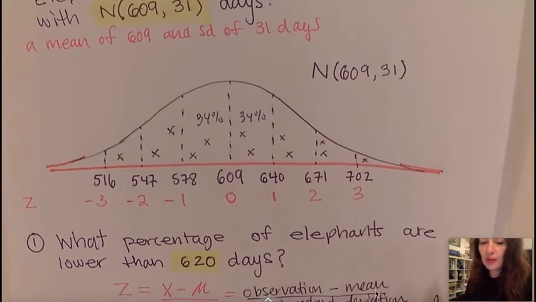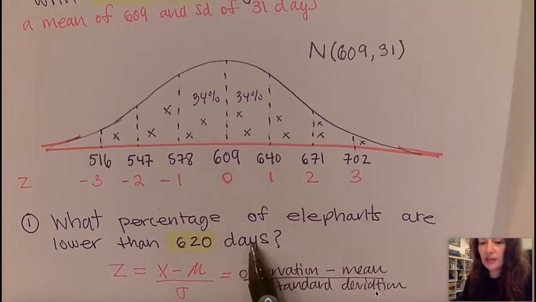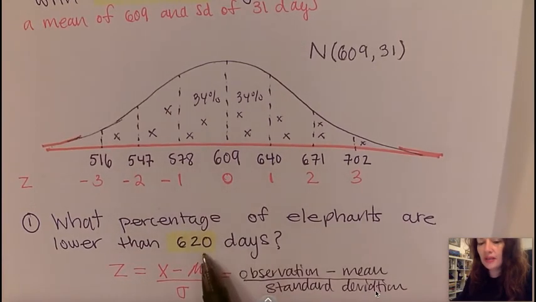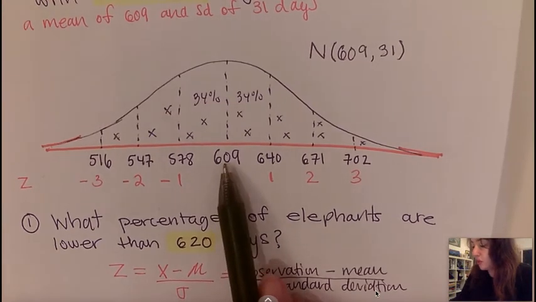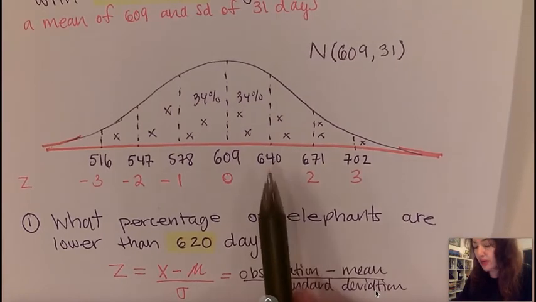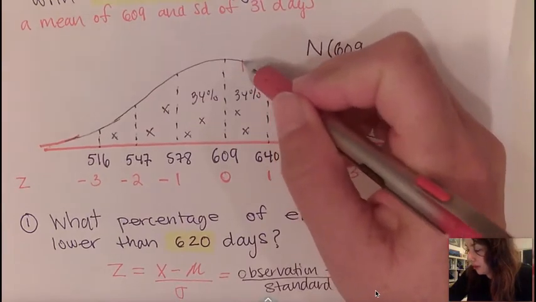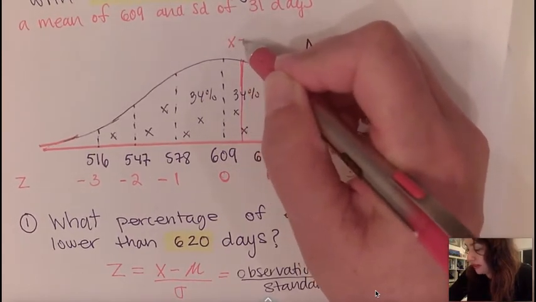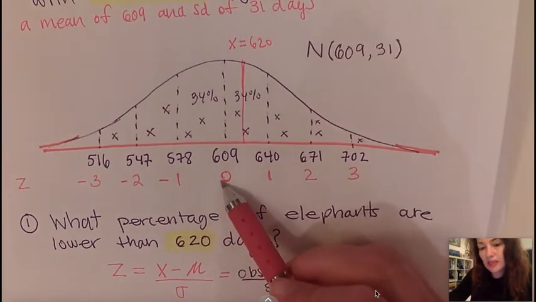But now, how do we find the percentage of elephants that are lower than 620 days? So now we see that our value is not one of the ones we see on the x-axis, but one is 620. First of all, where would that be? You can see that it falls between 609 and 640. So I could make some type of dashed line, somewhere around, I don't know, 620 would be somewhere between here. So this is our value of x equals 620. I'm just making an approximation. It is somewhere between 0 and 1.